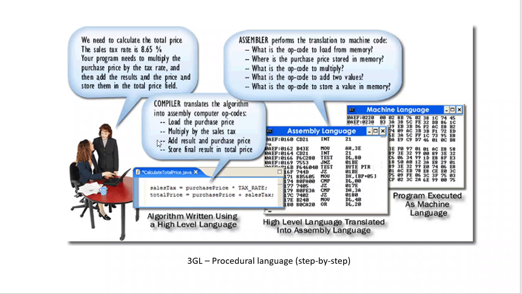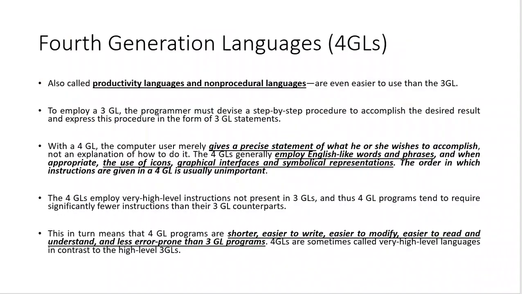Daripada permasalahan yang diberi, sales tax sama dengan purchase price darab dengan tax rate. Kemudian total price sama dengan purchase price tambah dengan sales tax. Sama macam prosedur ni you dah belajar dalam C++, right? Cuma bezanya C++ adalah third generation language. Okay, next we move to fourth generation language.